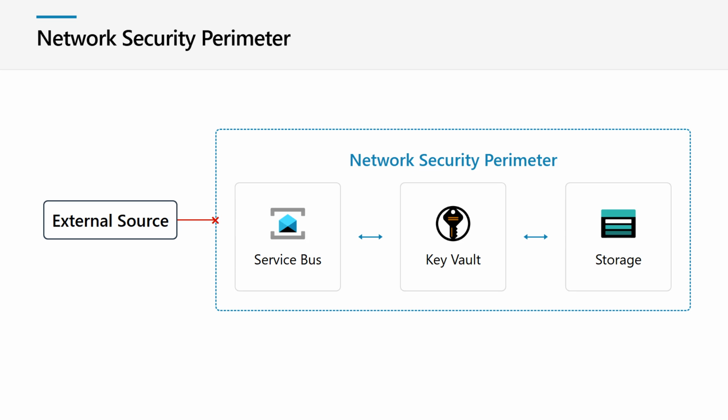This is complementary to private endpoints. Private endpoints secure traffic between a virtual network and service bus. Network security perimeter secures the public endpoint itself. Used together, they provide defense in depth.